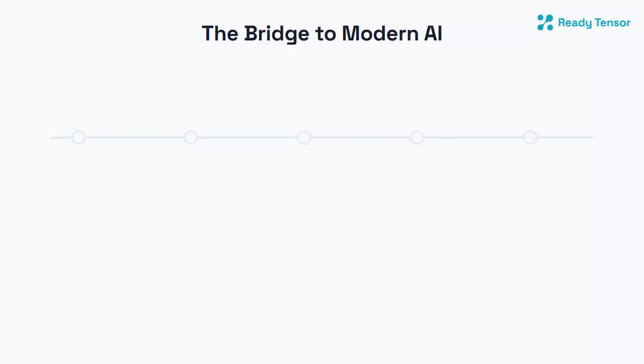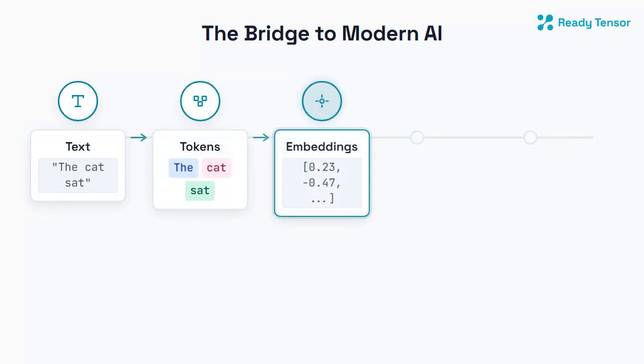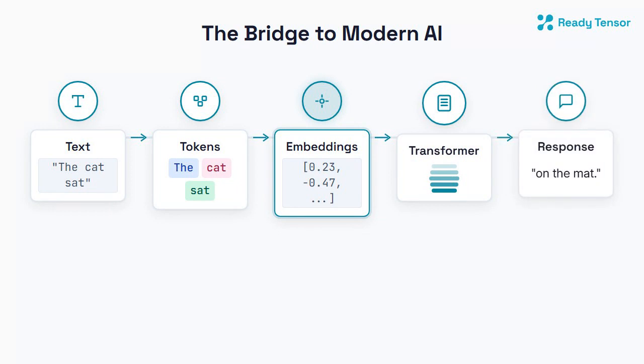So where does this fit in the bigger picture? Every large language model, GPT, Claude, Qwen, starts right here. You type a sentence. The model breaks it into tokens, pieces of words. Each token gets converted into an embedding, a vector just like the ones we've been exploring. Those embeddings flow into the transformer, the architecture that powers modern AI. And out comes a response.